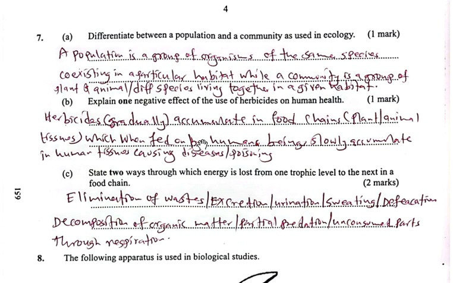Part B, explain one negative effect of the use of herbicides on human health. Herbicides accumulate in the food chain. That is what we call biomagnification. They are able to accumulate in the food chain, which feed on human beings and slowly accumulate in human tissues, causing diseases or even poisoning.